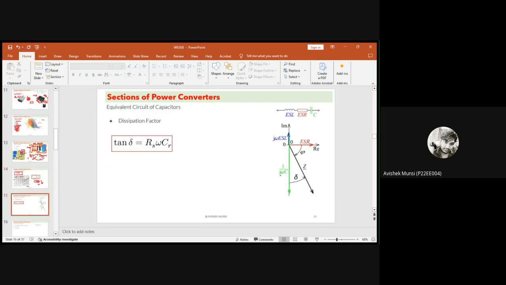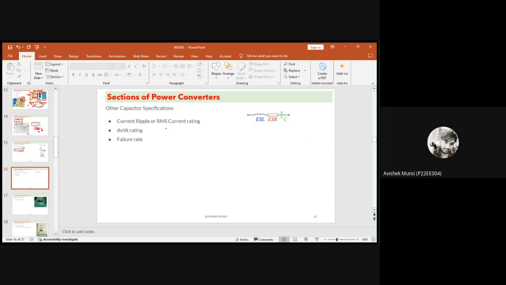Another factor for choosing a capacitor: if you see from the phasor, this is the resistor ESR part, this is the capacitor, and the inductor will obviously be lagging over here. So you should consider the dissipation factor. If this is delta, the angle here, then tan delta you can calculate as RS omega CR. CR is your capacitor and RS is your series resistance attached to it, and omega is the frequency at which you're operating that capacitor. So you can get the dissipation factor of the capacitor in that case.